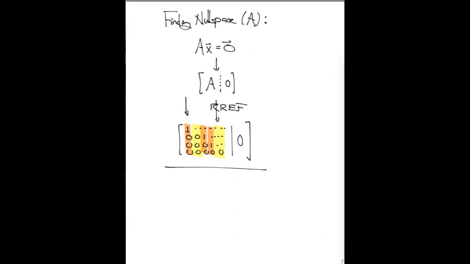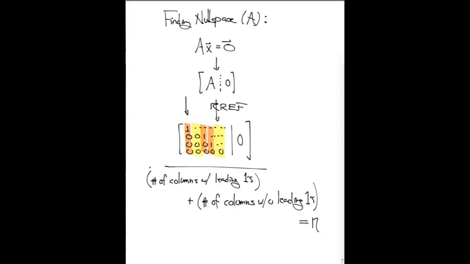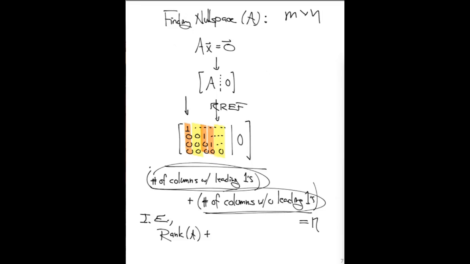So let's write this equation down. Each column either contains a leading 1 or it does not. So the number of columns with leading 1s plus the number of columns without leading 1s is of course the total number of columns, and if A is an m by n matrix, then there are exactly n columns. So that's pretty obvious. But now we remember what each of these summands is. The number of columns with leading 1s is precisely the dimension of the column space of A, that is, the column rank or the rank of A. And the number of columns without leading 1s is the dimension of the null space of A, or what we call the nullity of A. And so we have established the following major theorem, that the rank of the matrix plus the nullity of the matrix is equal to the number of columns n. This is sometimes called the rank plus nullity theorem.